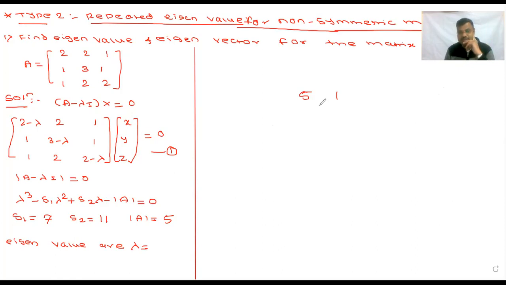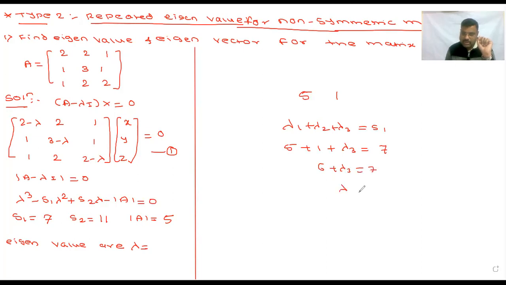So what is the third value? So we have to find a third value by using lambda 1 plus lambda 2 plus lambda 3 is equal to S1. By using this case, we find the third value. So 5 plus 1 plus lambda 3 is equal to 7. So from this 6 plus lambda 3 is equal to 7. So you got lambda 3 is equal to 1.